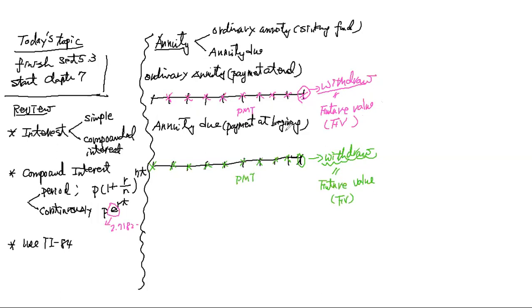So in the TI-84, if you do the annuity due, at the beginning of each period, then you need to choose the beginning function. And if you do the ordinary annuity, you choose the end. That's what we did before we went to spring break. If you use the TI calculator, it's pretty easy.